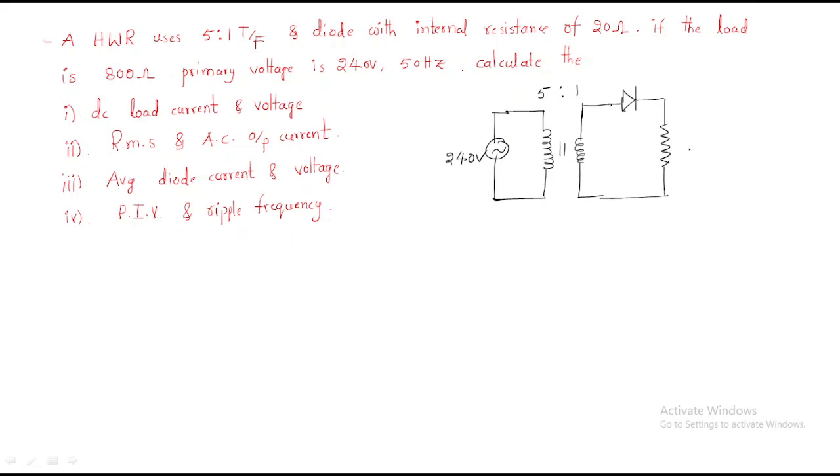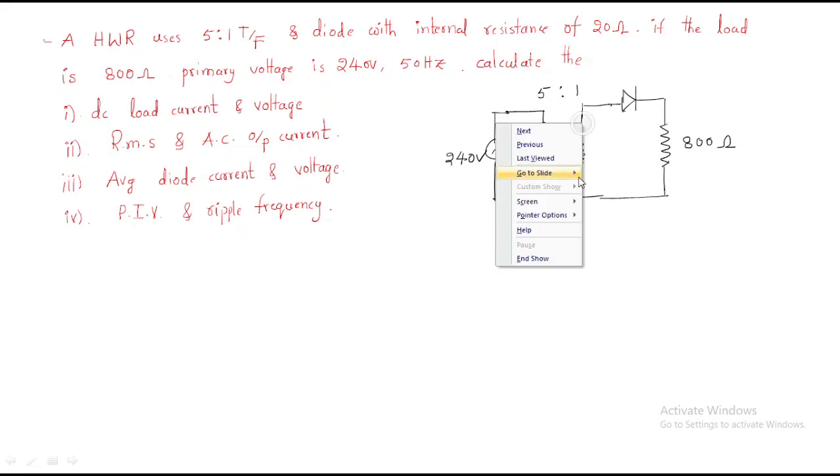That load has a resistor of 800 ohms. So these are the given things. Only 240 volts of the transformer voltage is given, but we don't know the exact input voltage. The supply is given, but we need to find out the input voltage.